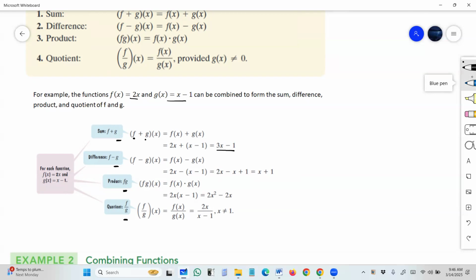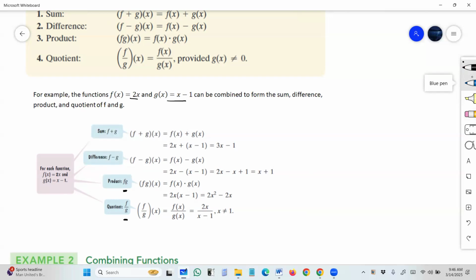The same goes for subtraction. So again, we write f of x minus, which is the operation, and here's the parentheses, and here's the g function. So now I have 2x minus x and minus a minus 1, which is a positive one. So the combination of f minus g is x plus 1. Same thing goes for multiplication and division.